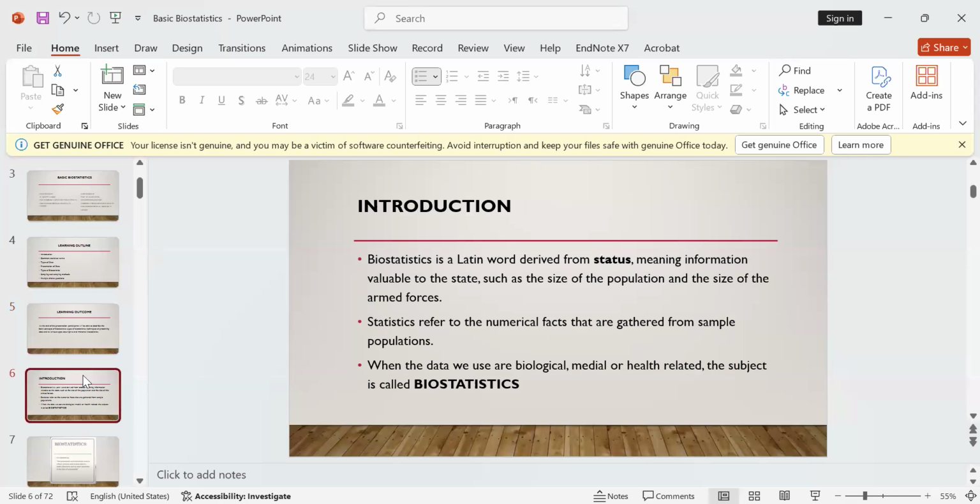Introduction. Biostatistics is a Latin word derived from the word status, meaning information valuable to the state, such as the size of the population and the size of the armed forces. Statistics refers to the numerical facts that are gathered from sample populations. When the data we use are biological, medical, or health-related, the subject is called biostatistics.